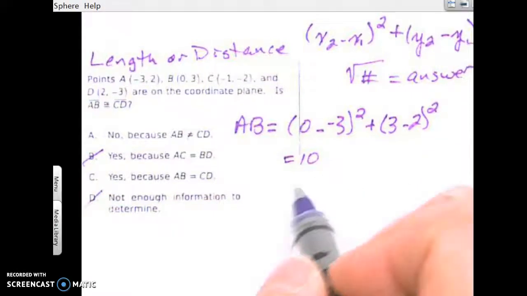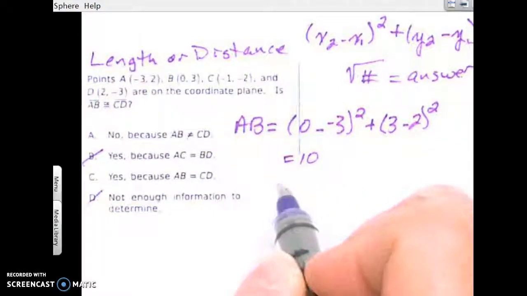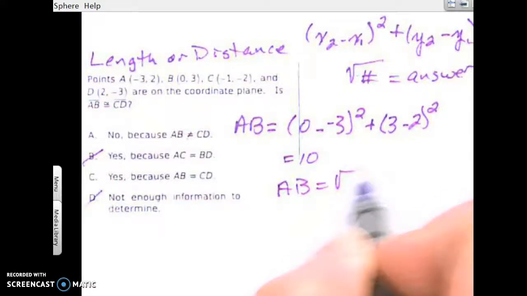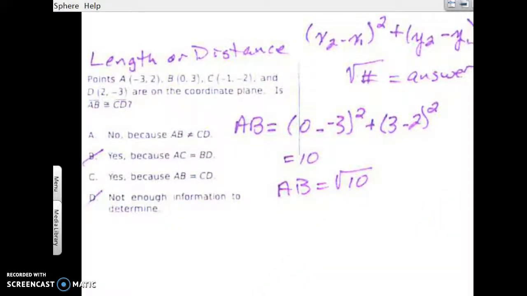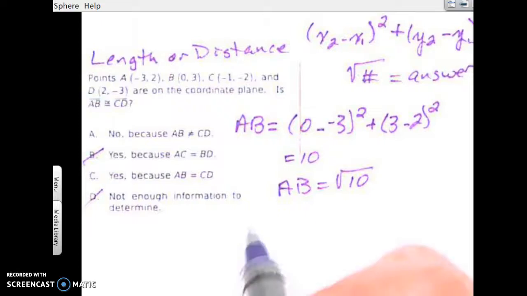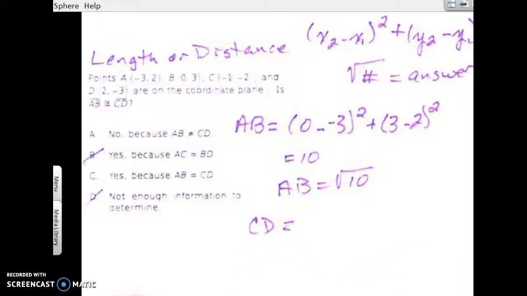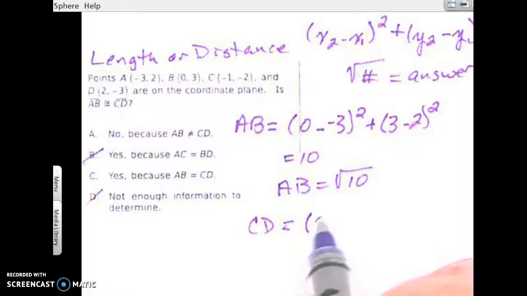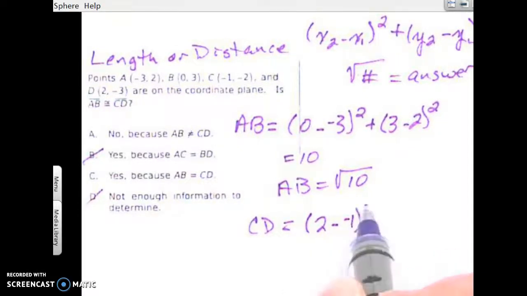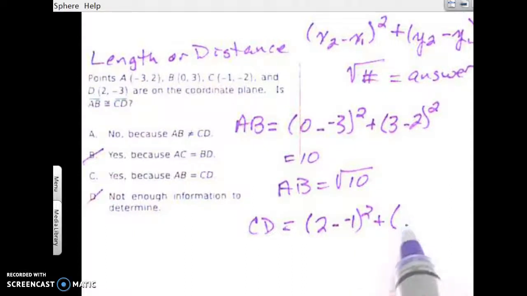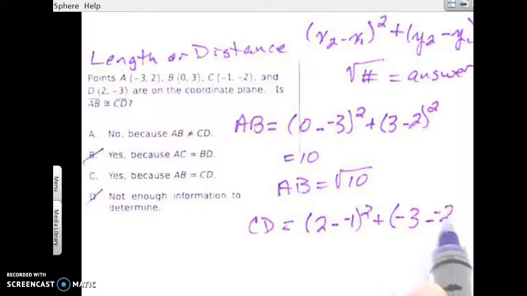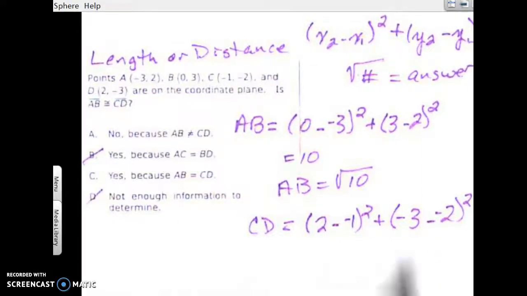So the distance of AB is the square root of 10. I need to do the same thing with segment CD and see what my value will be. When I take the points for C and D, I'm going to take the x values first, sorry, 2 minus negative 1 closed squared, plus my y values, negative 3 minus negative 2 closed squared. And again, I put that in my calculator to see what I get.